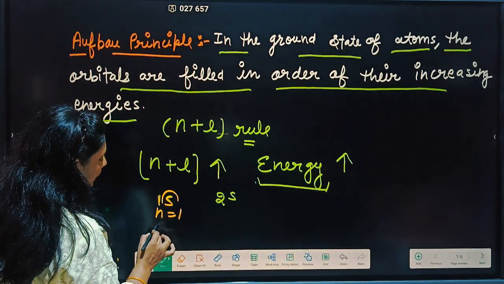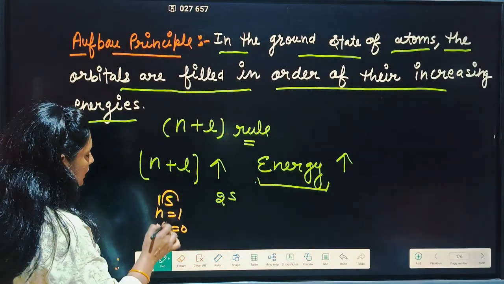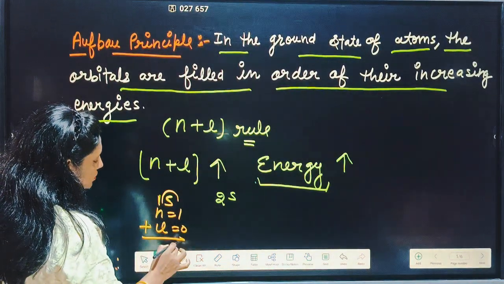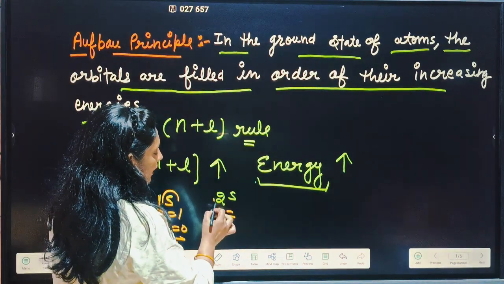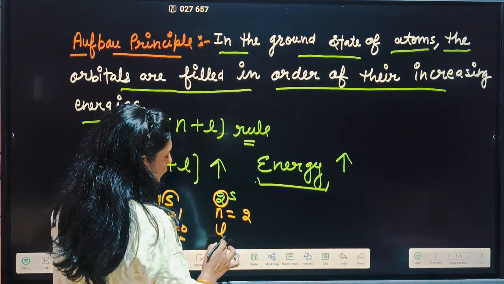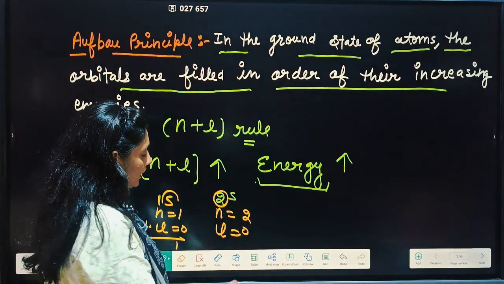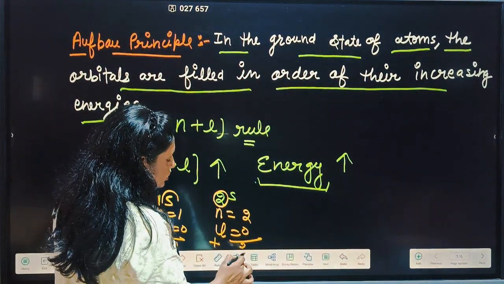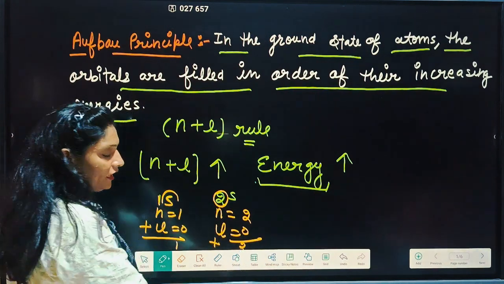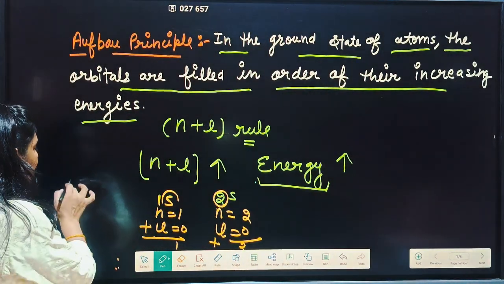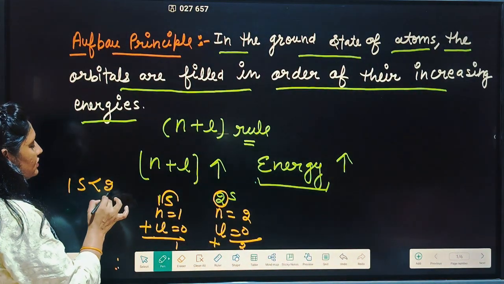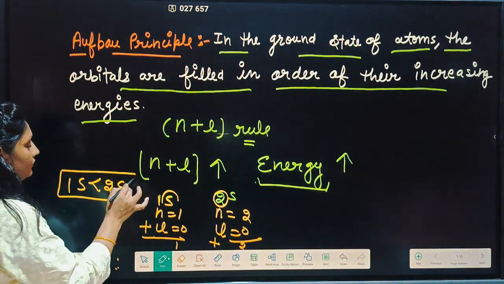N is 1 and L is 0. So this total n plus L value is 1 here. But here the value of n is 2 and the value of L is 0. Then n plus L is 2. So here it has a higher n plus L value as compared to this one, which means 1s has lower energy as compared to 2s.